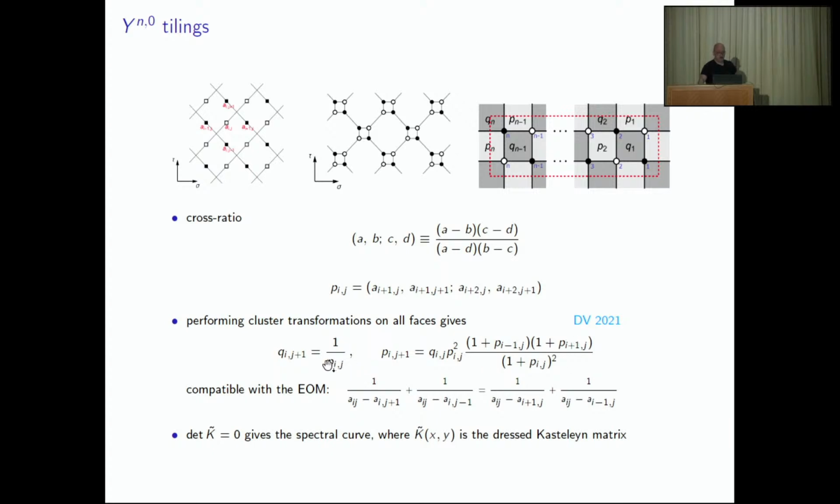And then you can check explicitly that these are compatible or equivalent to the original equation of motion for the celestial variables. Okay, so we managed to embed the motion of the segmented string into the cluster transformation dynamics of a brane tiling, this particular brane tiling. And it's very easy to compute the spectral curve because you just compute the determinant of the adjacency matrix, the Kasteleyn matrix, and you have the spectral curve in terms of your celestial variables or these P and Q variables.